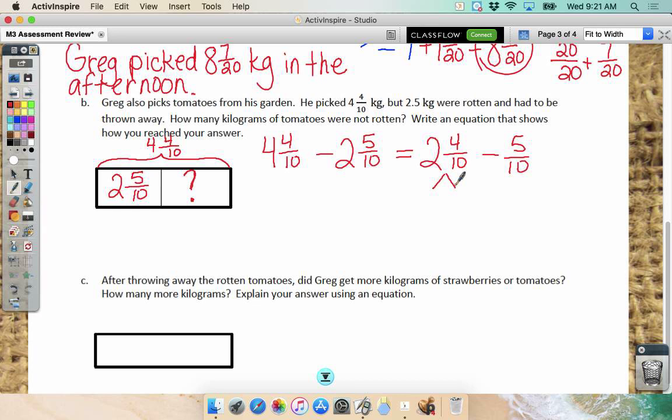Do we need them both? No, just one. So 1 would be what? 10/10 plus 4/10. So that gives me 1 and 14/10 minus 5/10. And what do I bring down? A 1. I used one of those, and I have one left.